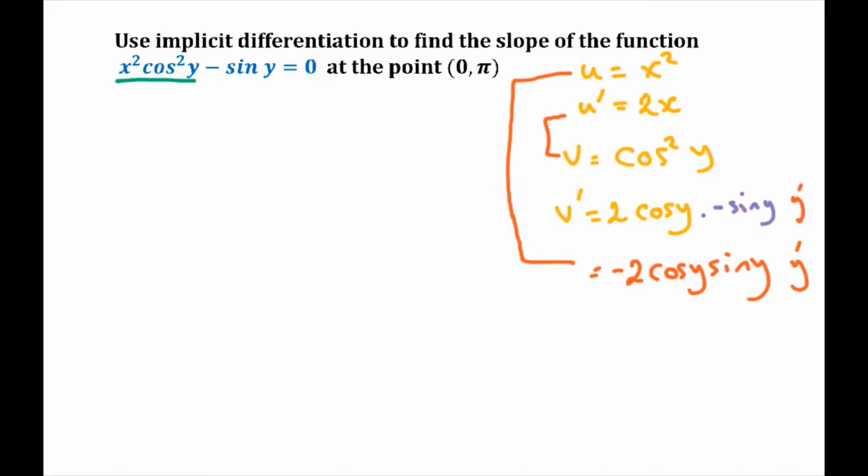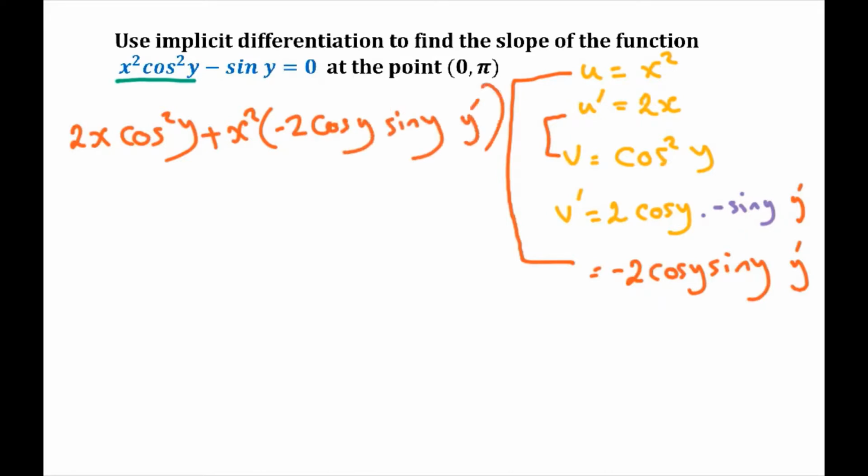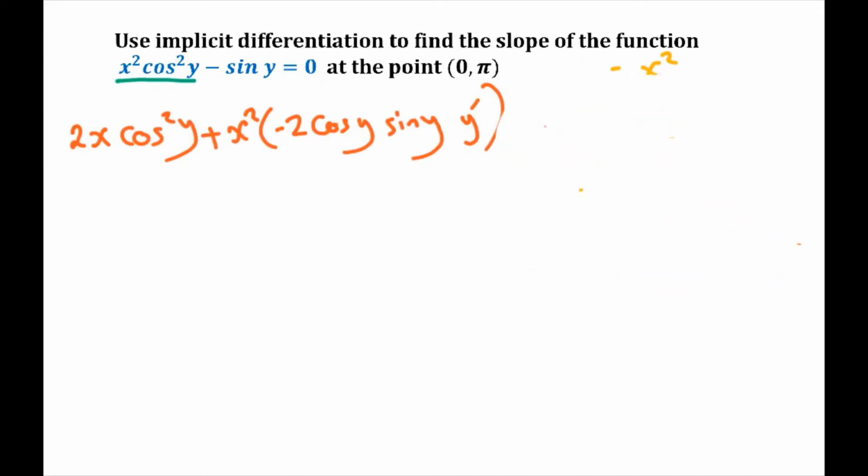So we'll go ahead and write it. So we'll start with 2x cosine squared y plus x squared times negative 2 cosine y sine y, y prime. So that's the first part. Now we need to take the derivative of sine y. The derivative of sine y is cosine y, and then don't forget to multiply by y prime, equal to 0.